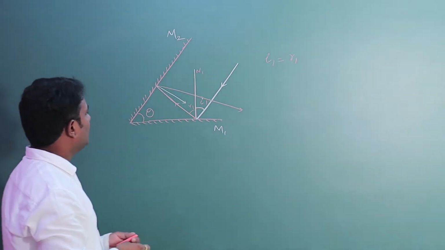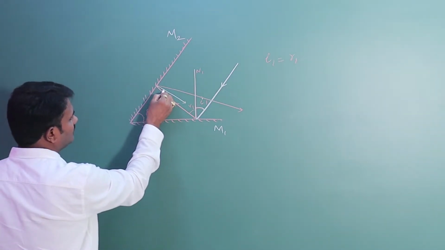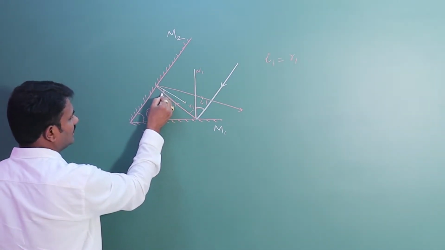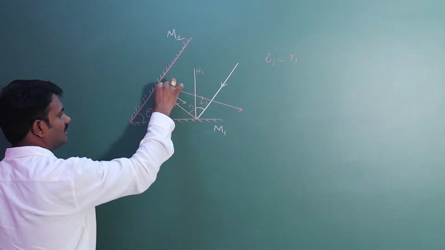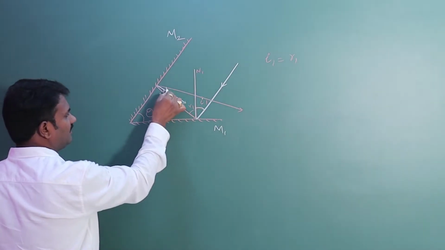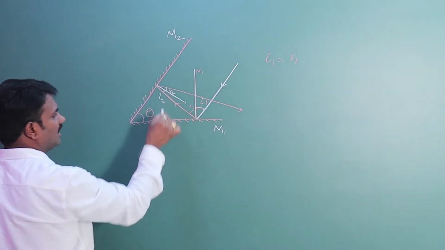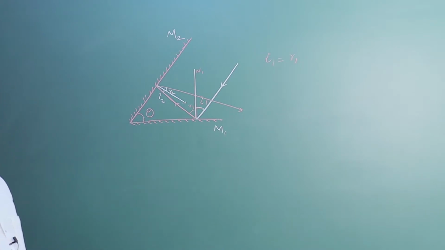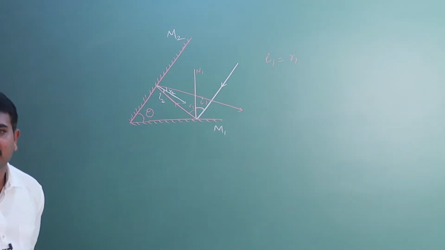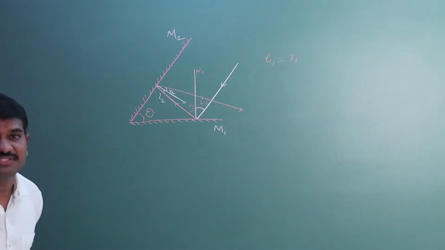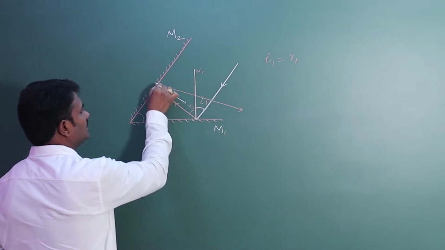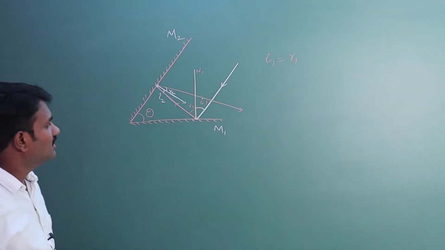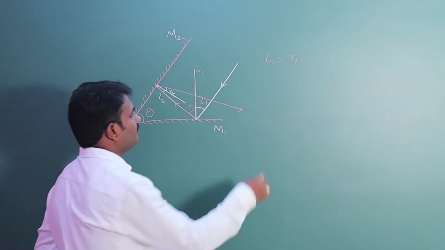Next, on the second mirror, it falls with an angle of incidence, say I2, and this is our normal 2. It will be reflected with an angle of reflection R2. Is it clear? Now our question is, what is the total angle of deviation due to these two reflections? Here it underwent the first reflection, and here the second reflection. So what is the total deviation?